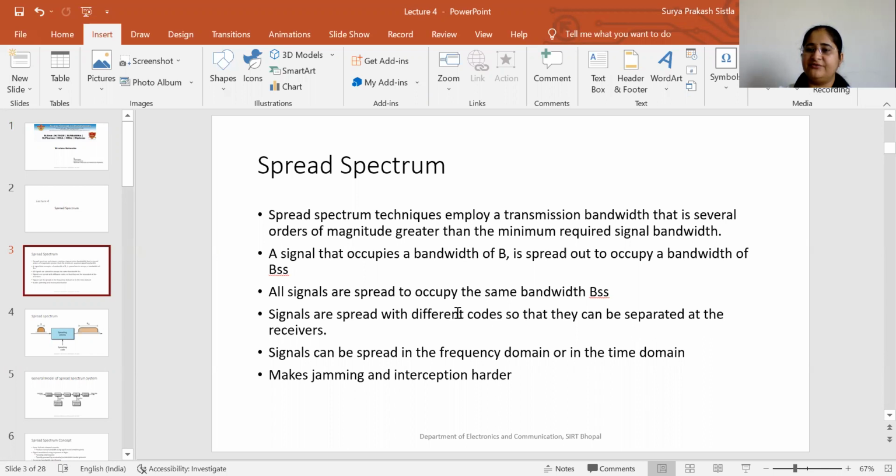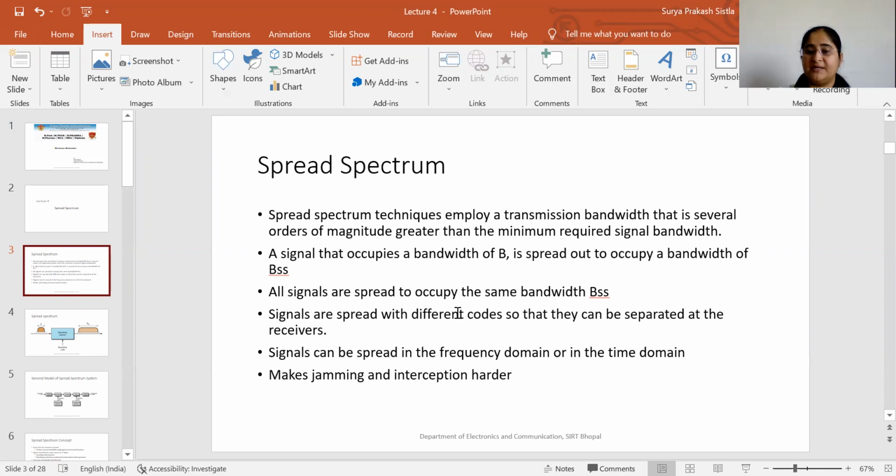Now, consider that we have a signal having bandwidth B, then we will transmit our signal on the bandwidth BSS. The bandwidth BSS is very high compared to the bandwidth B. In the spread spectrum technique, all the signals that we need to transmit occupy the same large bandwidth, BSS, and these are differentiated by code. The signals are spread with different codes, so they can be separated at the receiver side.